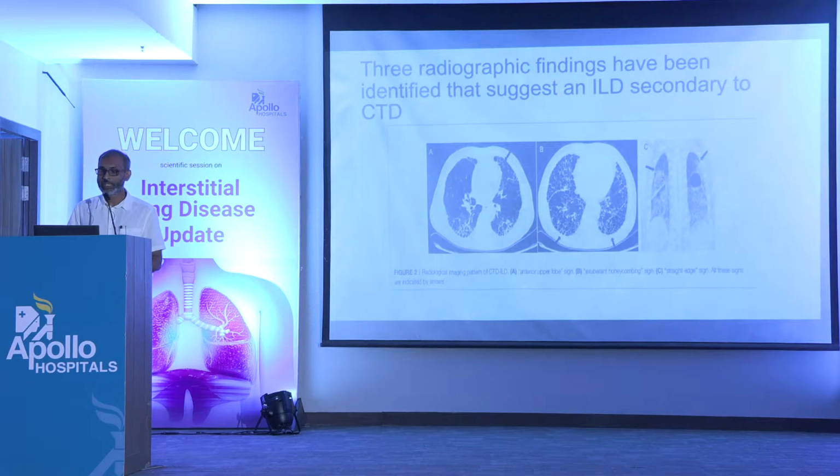So three radiographic findings have been identified that suggest an ILD secondary to CTD. The first image shows the anterior upper lobe sign. The arrow is marked where there is involvement more anteriorly in the upper lobes. Second is extensive honeycombing, where more than 70% of the involved lung shows honeycombing in patients with CTD-related ILD. And then the straight edge sign, which is basically involvement of the lower lobes and sparing of the lateral side of the lung.